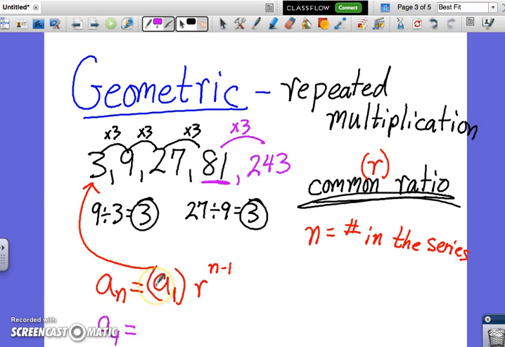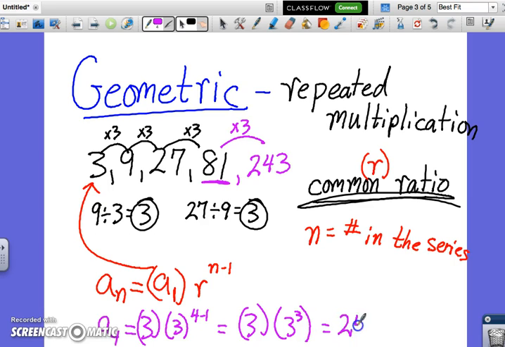We use a to the first number in the series, which is 3. So 3 times r, our common ratio. We know our r here is 3, raised to the n minus 1 power. Well, we're looking for the 4th term, so it's going to be raised to the 4 minus 1 power. So what's 4 minus 1? Well, that's 3. So 3 to the 3rd power. So we've got now that first 3, times 3 to the 3rd power. Well, 3 to the 3rd means 3 times 3 times 3. That's 81. And 81 times 3 is 243. So here again, same thing we've already found.